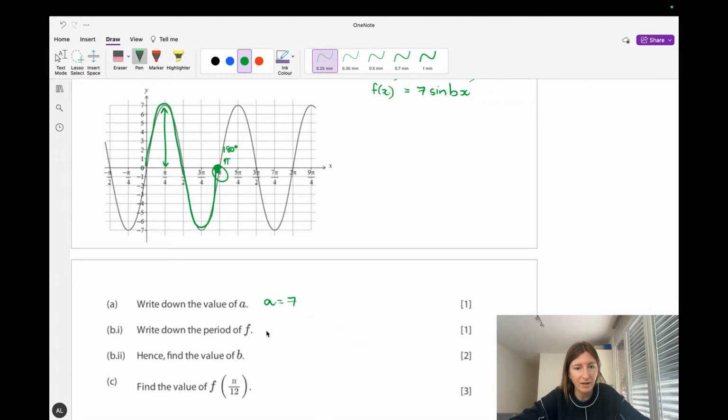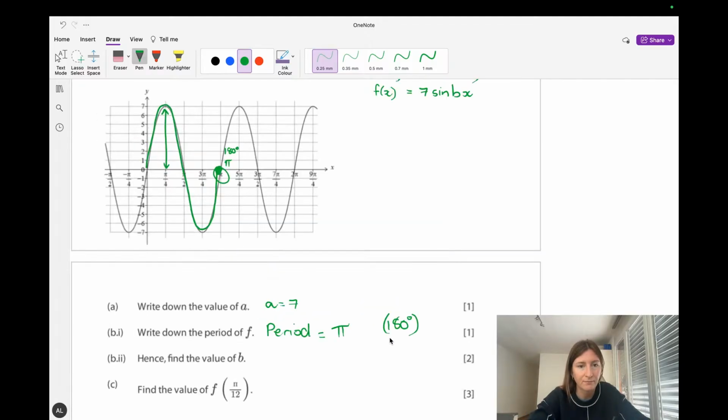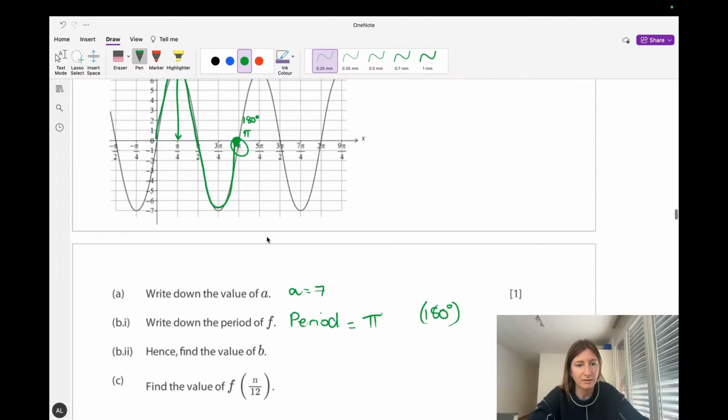So write down the period of f. You can say period equals pi. And if you're in AISL, say 180 degrees. If you're not in AISL and you say 180 degrees, you will be wrong because the graph is in radians.